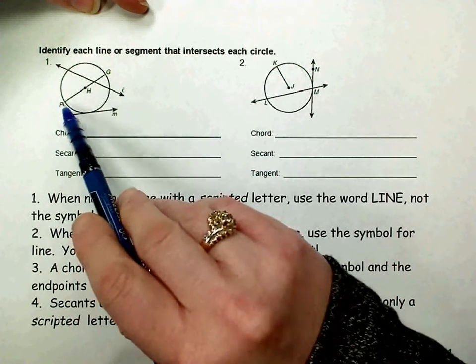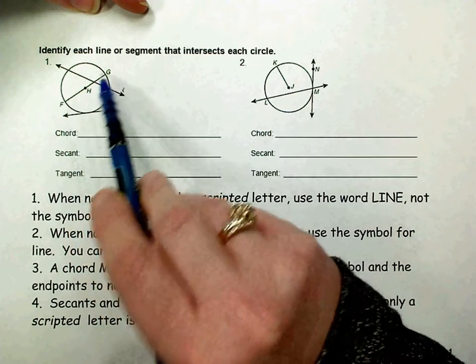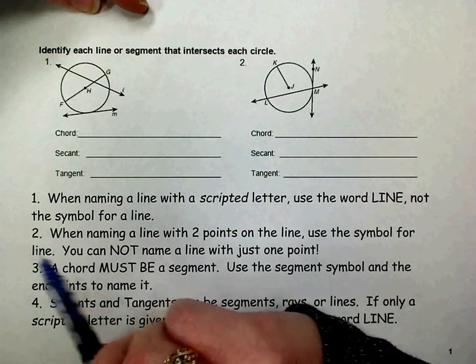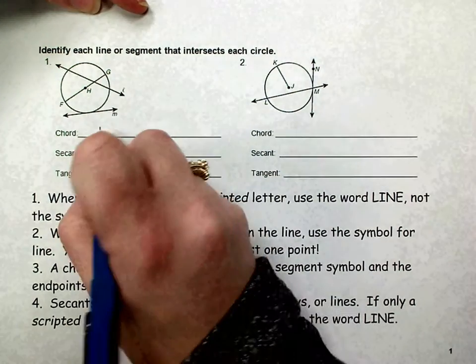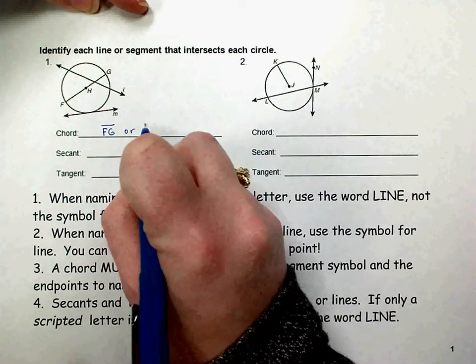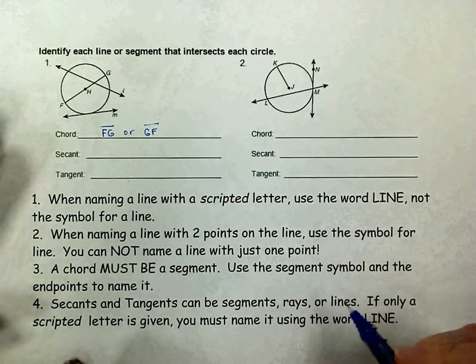So the only chord that we can name is actually the diameter, because this is the only segment we see whose endpoints we are given the names of, which are points G and F. So for the chord, you can name it segment FG, or you could name it segment GF. You do not have to name it both names. One or the other will do.